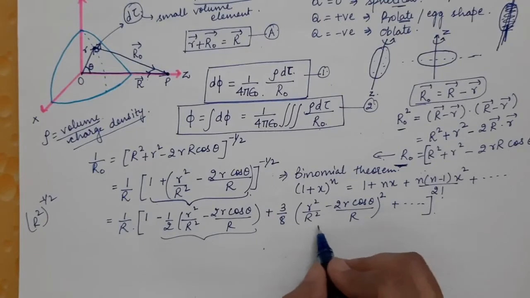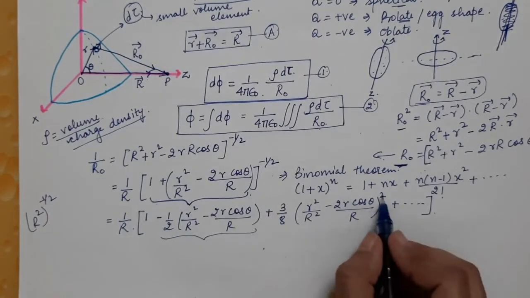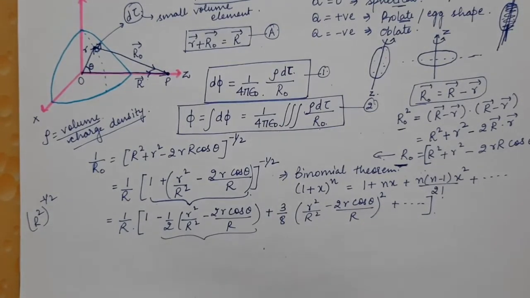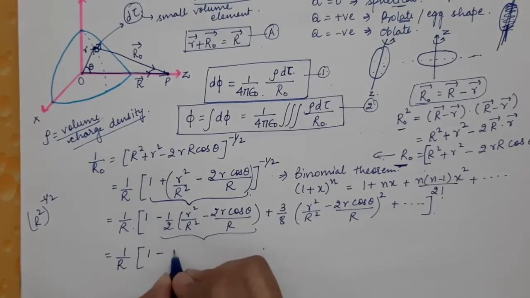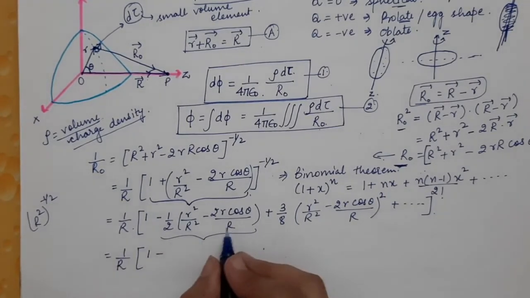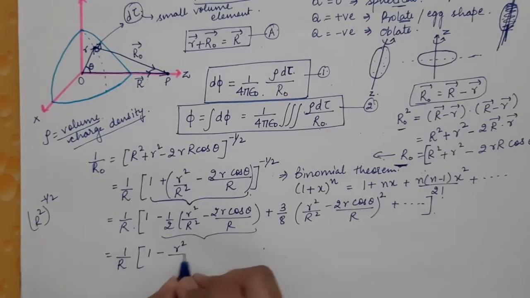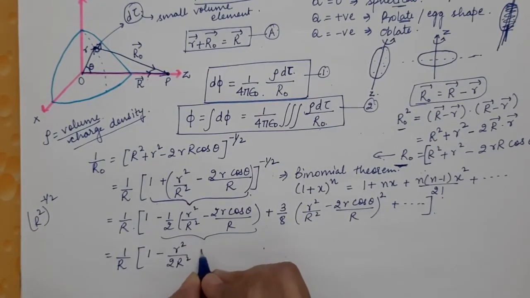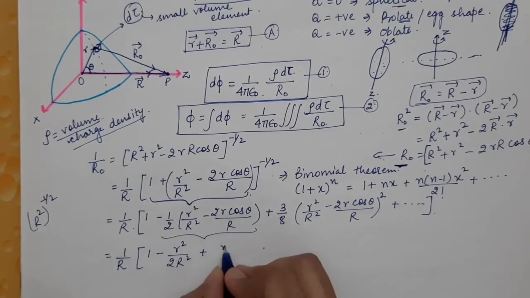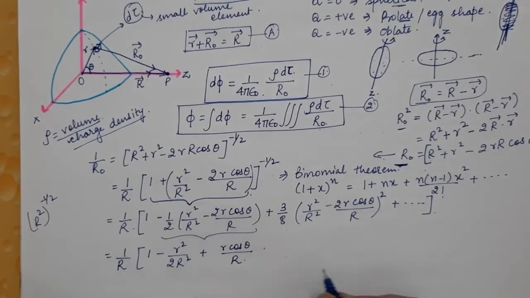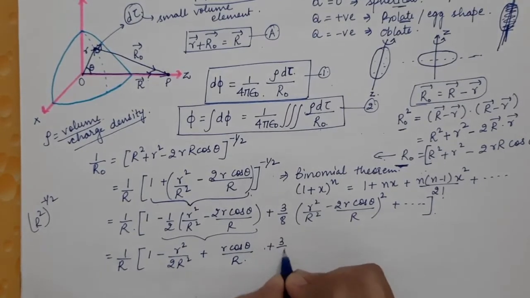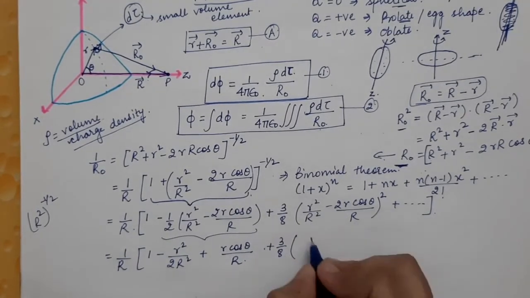Now we will open this a plus b or a minus b whole square term. So on expanding, first of all we will expand this term. This will be minus r square by 2 capital R square, then this will be plus r cos theta by capital R. So this we have expanded. Then we have plus 3 by 8. Then we will expand this.